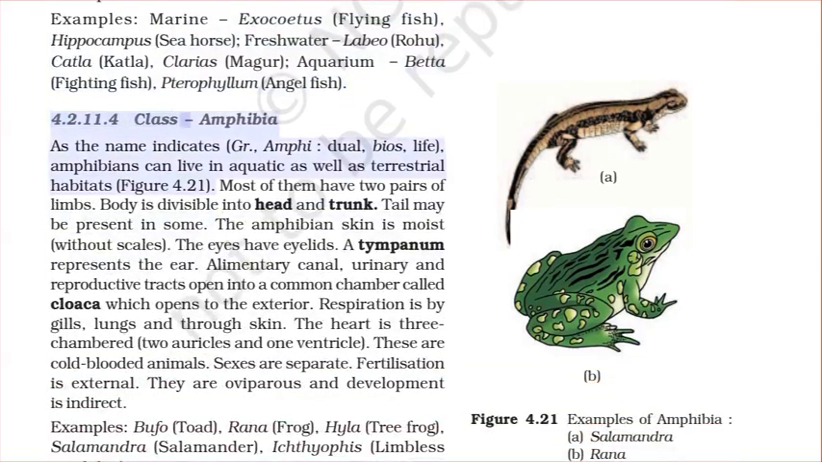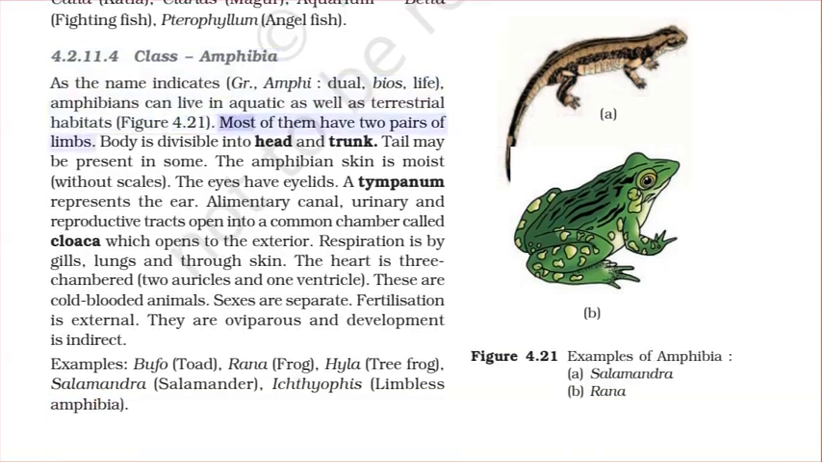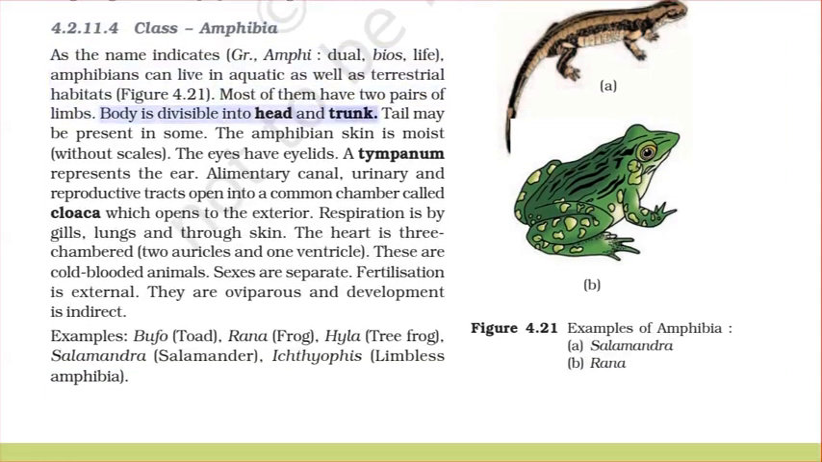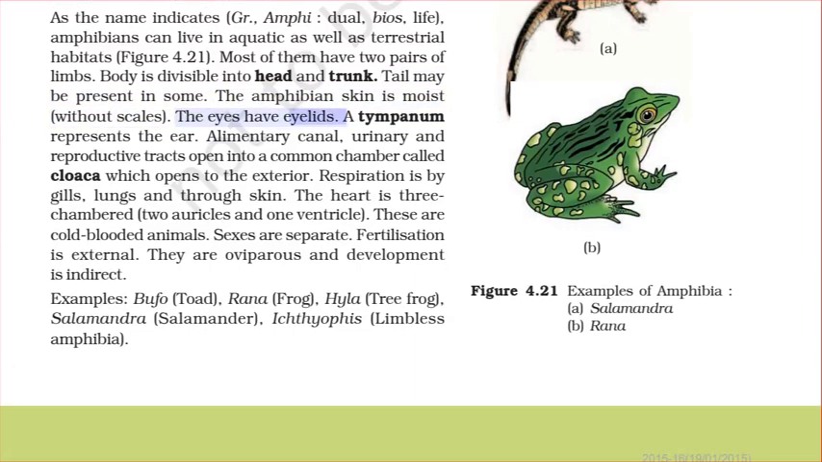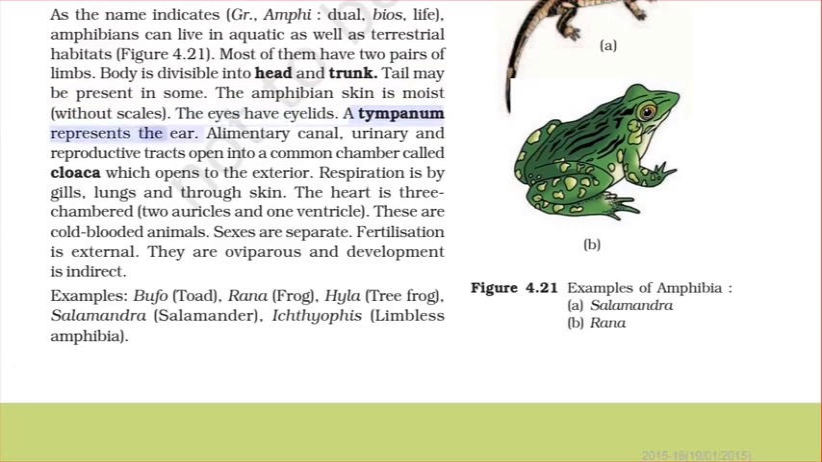4.2.11.4 Class Amphibia. As the name indicates, Gr. amphi, dual, bios, life. Amphibians can live in aquatic as well as terrestrial habitats, Figure 4.21. Most of them have 2 pairs of limbs. The body is divisible into head and trunk. A tail may be present in some. The amphibian's skin is moist, without scales. The eyes have eyelids. A tympanum represents the ear.